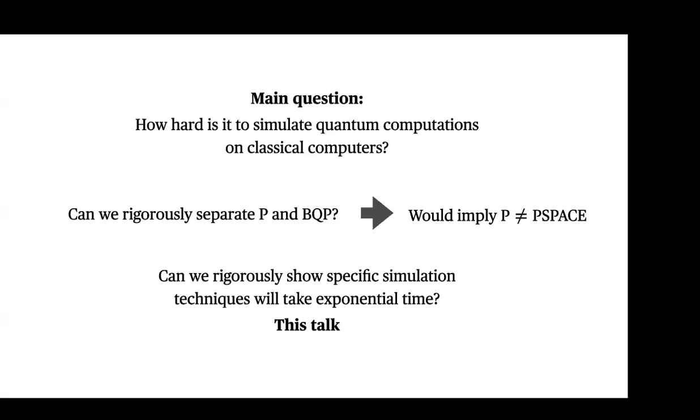So the main question is, how hard is it to simulate quantum computation on classical computers? In terms of complexity classes, this is about the relationship between P and BQP, which stands for bounded error quantum polynomial time. If we can separate the two, then we would separate complexity classes such as P and PSPACE. These are long-standing open questions, and this is not what we're going to do in this talk.